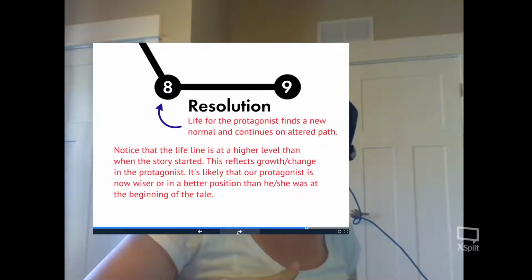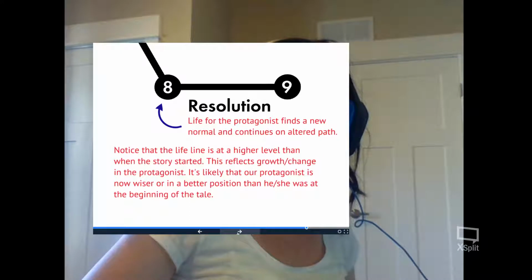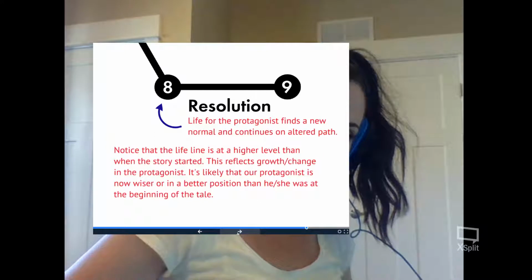It's likely that our protagonist is now wiser or in a better position than he or she was at the beginning of this tale. For example, let's just take Moana. She's not the same girl that she was when we first were introduced to her, where she was kind of conflicted. She knew at the end of the story she was at a different place. She knew who she wanted to be.